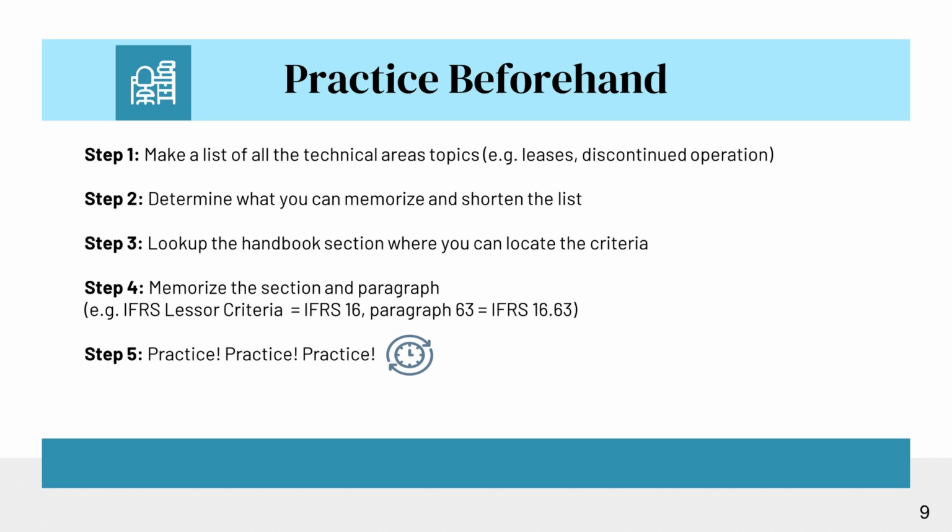Once you have a shortened list, you will go into the handbook and jot down what section they're in and what paragraph number they are. The next step is to memorize the section and paragraph for the topics you want to remember. For example, IFRS lessor criteria. I would memorize IFRS 16, paragraph 63. Or in other words, IFRS 16, 63.